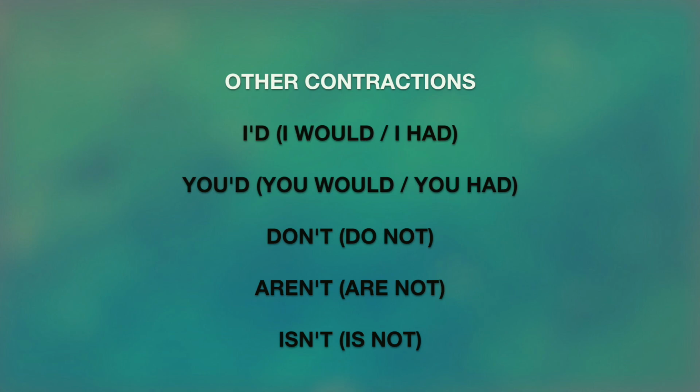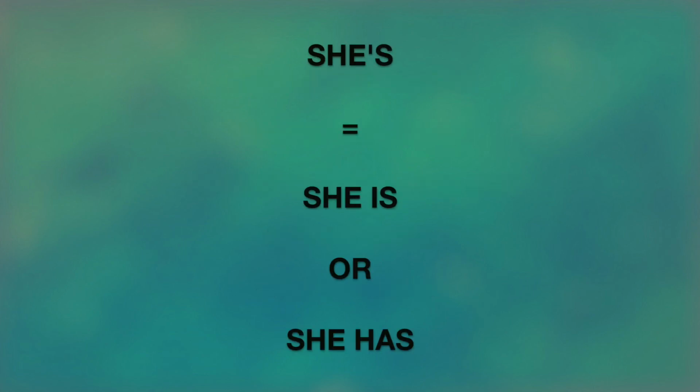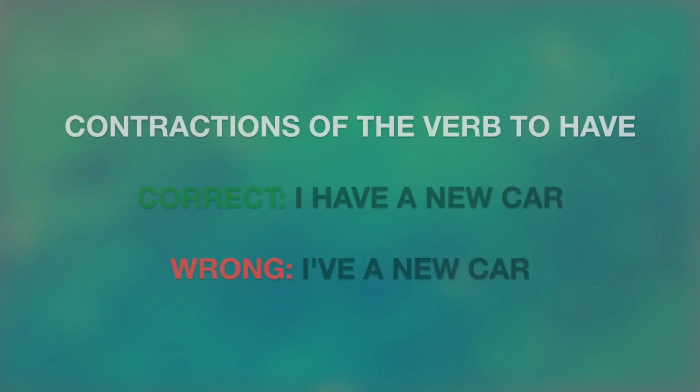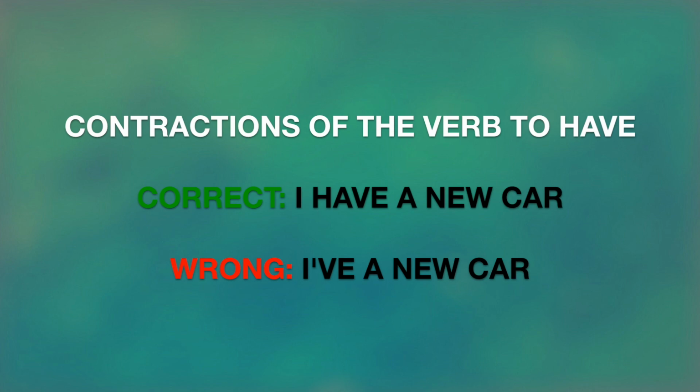Alright, and note that when you say, for example, she's, you can be saying both "she is" or "she has", because both contractions of "she is" and "she has" are the same: she apostrophe s. So it just depends on the context, and you can't use contractions of the verb "to have", like for example, I've, in the present. So for example, if you want to say that you have a new car, you have to say "I have a new car". You cannot say "I've a new car". So always use it in the past.